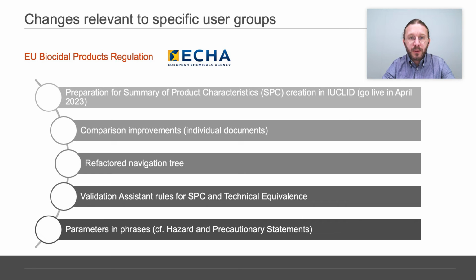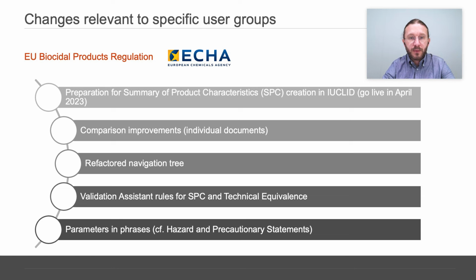In preparation of this transition, we are now supporting the comparison of individual documents. You can select one document in your dossier dataset and compare it with another document. The refactoring of the navigation tree is also important for this type of user because you will be able to manage the information about your product, biosimilar product, and the active substance, for example, in a clearer way.